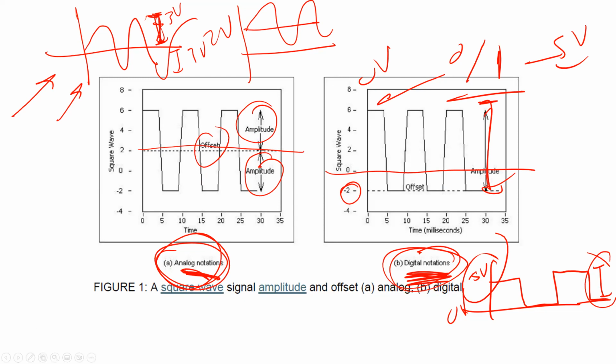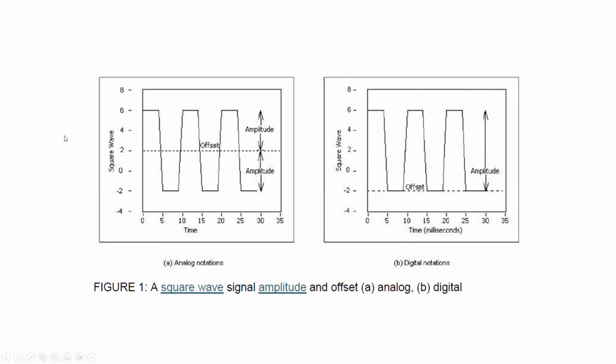But the thing here, and that's what you should see, is that when you use the discovery kit here, and you select the numbers, for example, I can say 2 volt, and the amplitude from here to here is actually 4. So if you select the amplitude of 4 and 2 volt, it's going to be something like that, shifted at 2, and 4 up and 4 down. This is in case of analog notation.